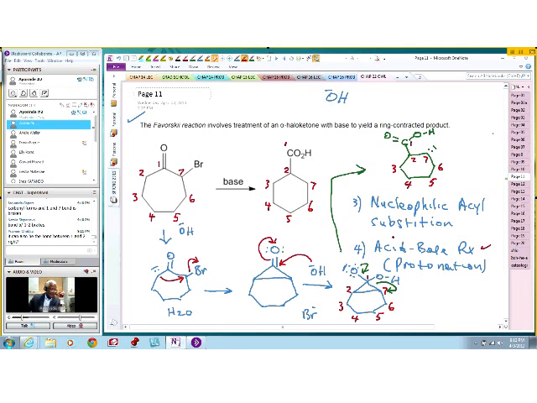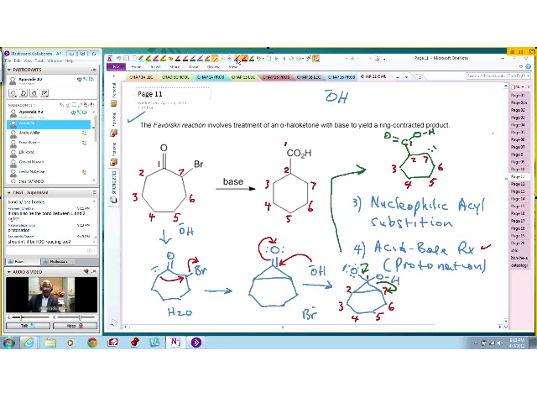Yes. Praveen, yes, you are correct. The bond that could be broken could also be between carbon 1 and 2. That is also correct. We could also break carbon 1 and 2. That will give also the same product. Yes, you are right.